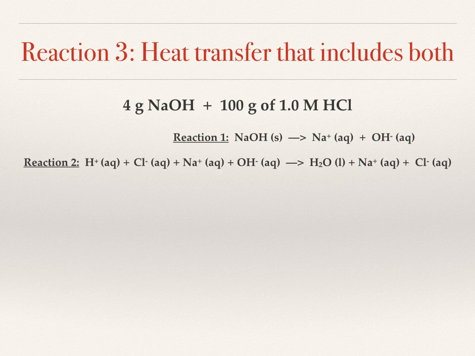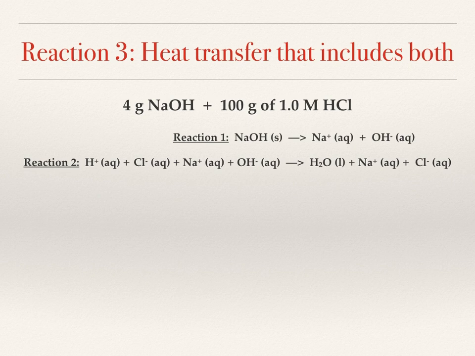Reaction 2, we had hydrochloric acid and sodium hydroxide. Because hydrochloric acid is a strong acid, we write it in its ion form. Similarly, with sodium hydroxide being a strong base, we write them in their ion form. Those are going to react to produce water and sodium ions and chloride ions.